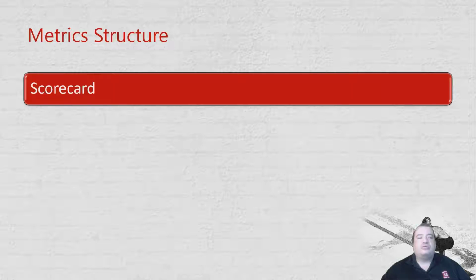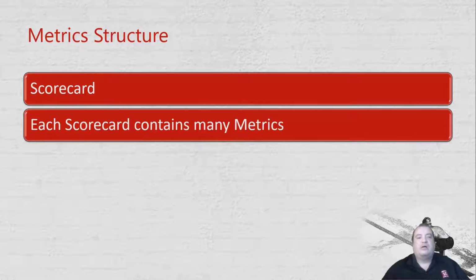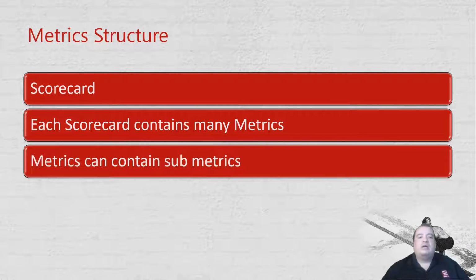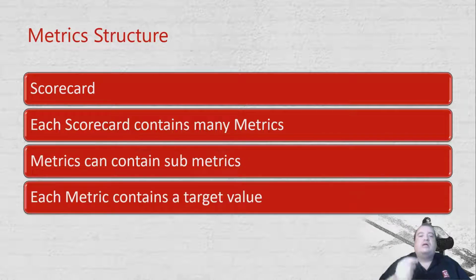Metrics structure. First, we create what's called a scorecard. A scorecard can contain many metrics. Each scorecard has many metrics. And each metric can contain submetrics. Each metric can contain a target value that metric needs to achieve.